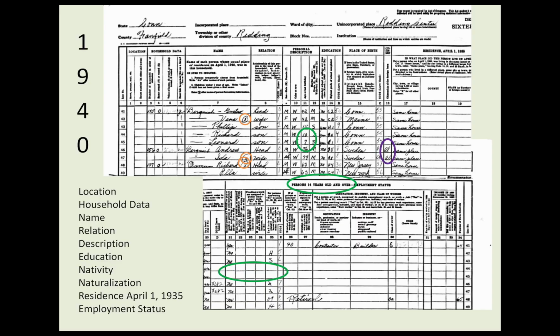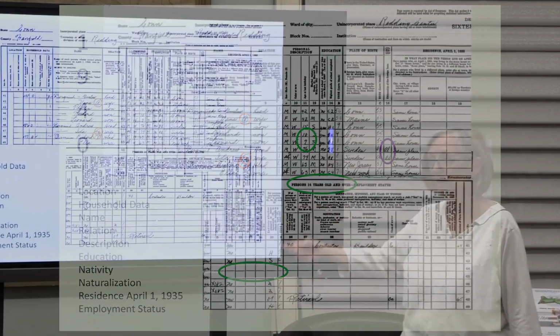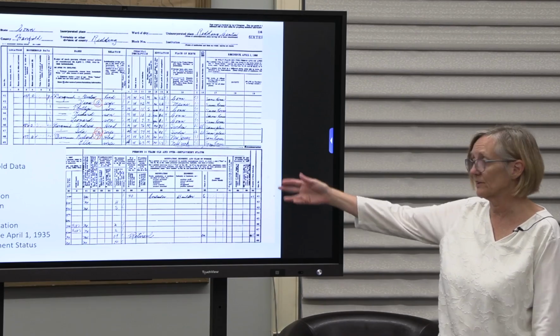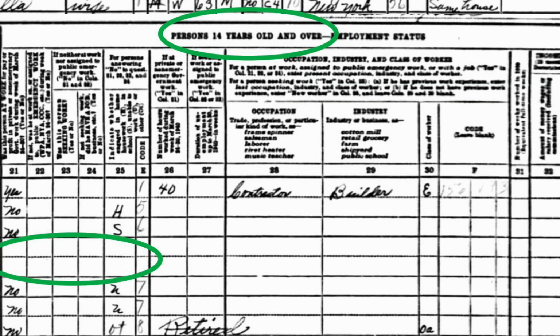So right-hand side, left-hand side, this is my family. I don't mind showing my family blown up because I can say it's okay. I don't have to ask everybody on the page if it's okay to show their information. So Grandpa was a contractor. He was a builder. I knew that, but it's nice to see that that's his occupation.